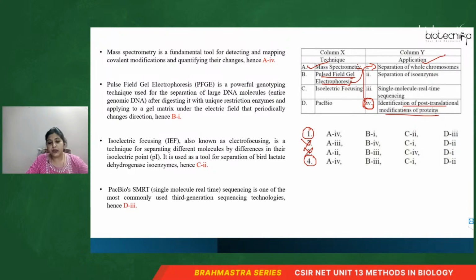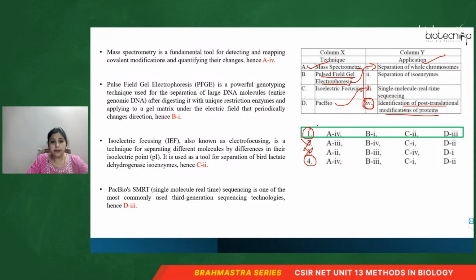And PacBio is a sequencing technique. It's a single molecule real-time sequencing technique, SMRT, and it comes under third generation sequencing technology, and therefore D is 3. So if we look at the options, A is 4, B is 1, C is 2, and D is 3, which is given in option 1, and therefore it is the answer.